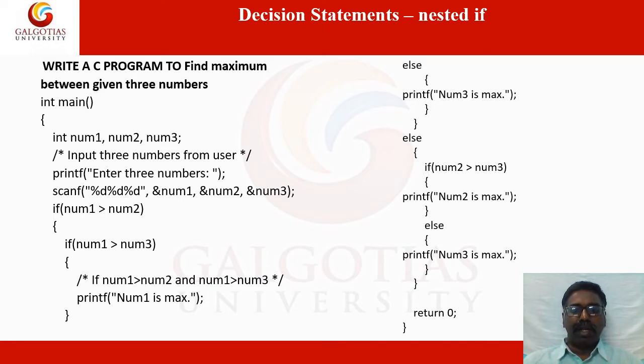Else I am going to verify whether num2 is greater than num3. If it is true, then I am declaring num2 is max, else num3 is the maximum value. So here you can see there are several if else statements nested in between another if else statement. So that is the meaning of nested if.